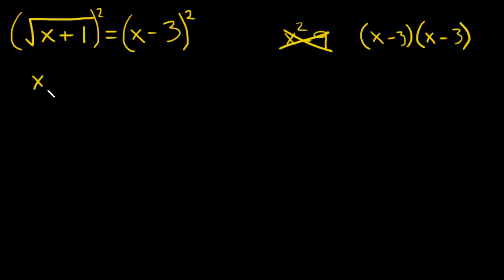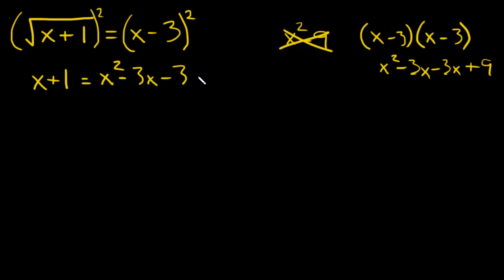So I wind up with x plus 1 equals, over here, x squared minus 3x minus 3x plus 9. So x squared minus 3x minus 3x plus 9. Alrighty, now I can combine some terms over here. I get x squared minus 6x plus 9.